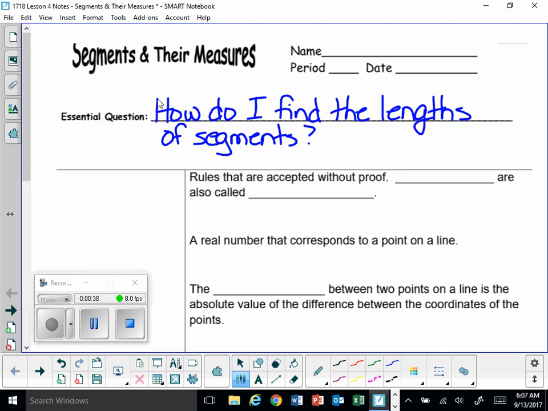We've already learned one method of finding the lengths of segments. We learned the distance formula in the last lesson. Today, we've got several vocabulary words. We're going to begin with the word postulate.